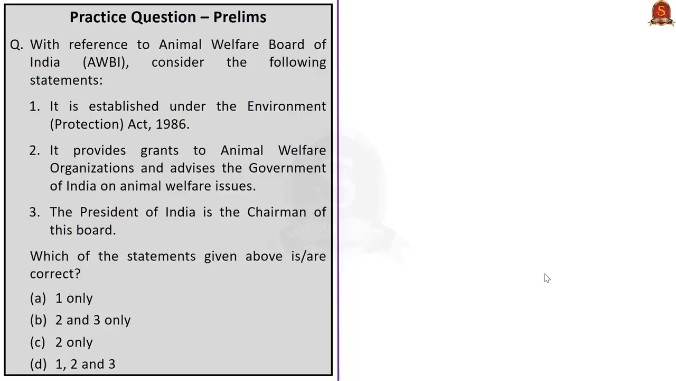So these are some of the information with reference to the analysis of this news article. In this article, we saw about the issue that is reported in the article, then about Animal Welfare Board of India, the objectives, functions and the composition, and also about recognition of animal welfare organizations. Now let's move on to next part of the discussion.